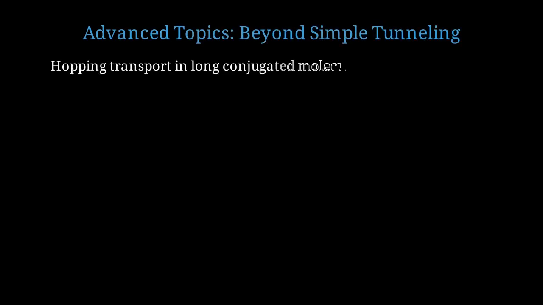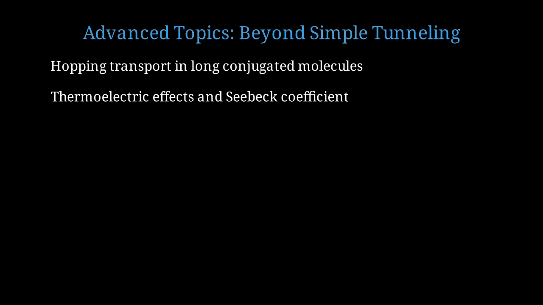In very long conjugated molecules, transport can transition from tunneling to hopping. Electrons hop between localized states, and the conductance becomes temperature dependent. Molecular junctions can exhibit thermoelectric effects. A temperature gradient across the junction generates a voltage, characterized by the Seebeck coefficient. This enables molecular scale energy harvesting.